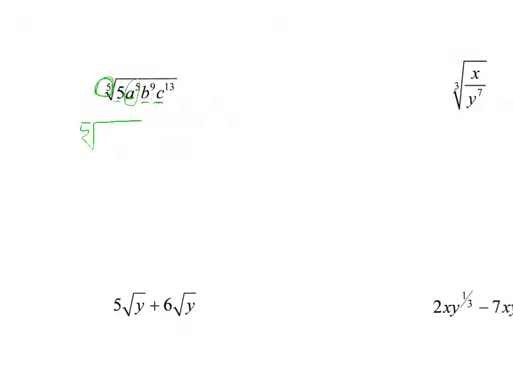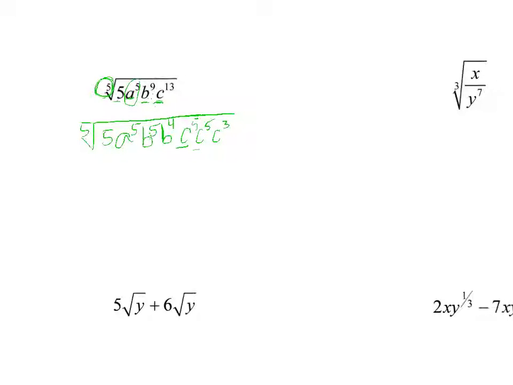So what I'm going to do is rewrite this. I still have a 5. I have A to the 5th. Now B to the 9th I can rewrite as B to the 5th and B to the 4th. I wanted the 5 because it's a 5th root, but then I also needed the 4 because it has to add up to 9. And then C, this will be C to the 5th, C to the 5th, and C to the 3rd.